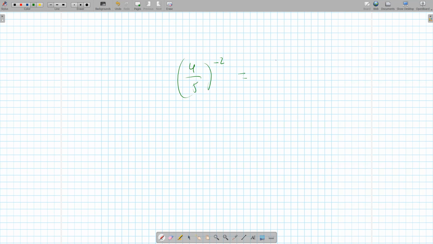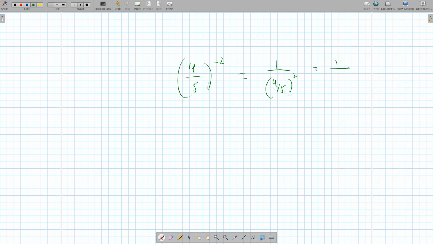Step 1, throw it in the denominator, make the exponent positive, okay? If the exponent is positive to start off with, you can just write 16 over 25 in one step, because 4 squared is 16, 5 squared is 25. But because the exponent was not positive, we first have to throw it in the denominator, which would make it positive, all right?